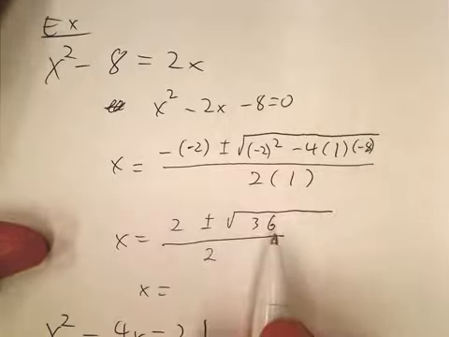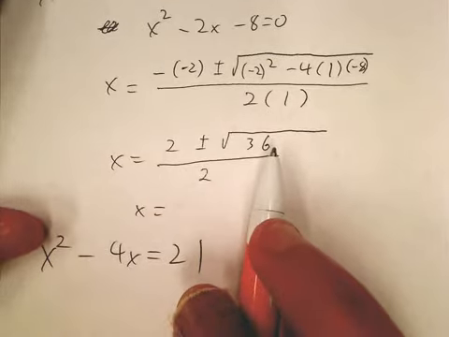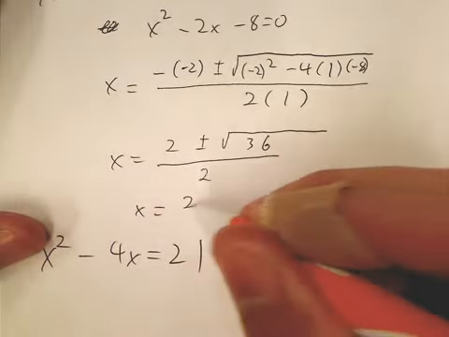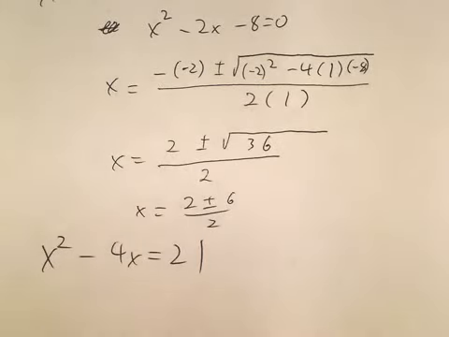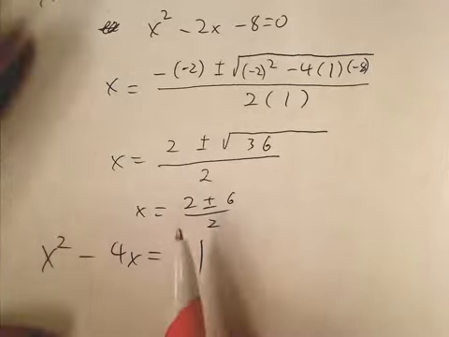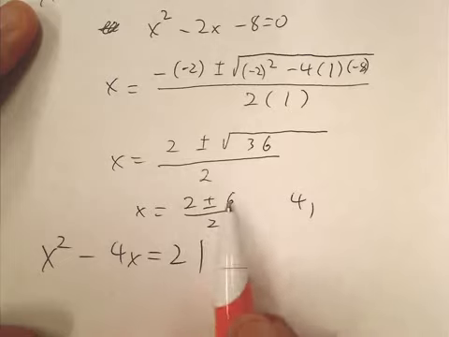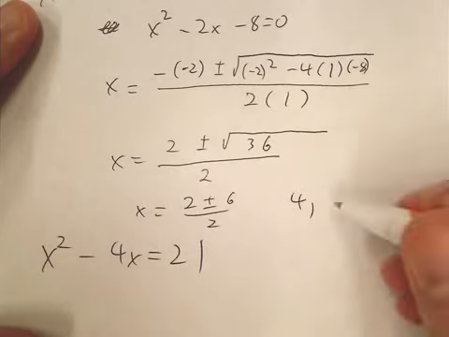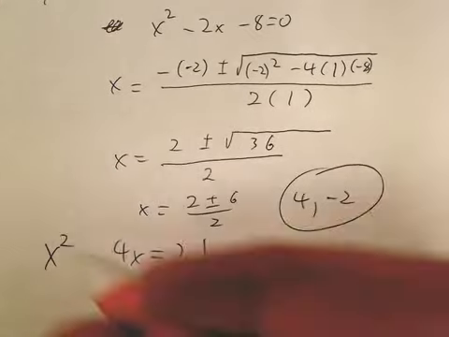And because 36 is a perfect square, we can continue. If 36 wasn't a perfect square, I would be done here. But I'm not. And in this case, I can find both the answers. So 2 plus 6 is 8, divided by 2 is 4. 2 minus 6 is negative 4, divided by 2 is negative 2. So my two answers are 4 and negative 2.